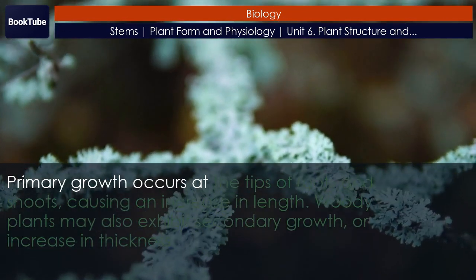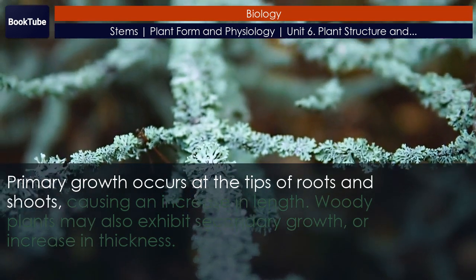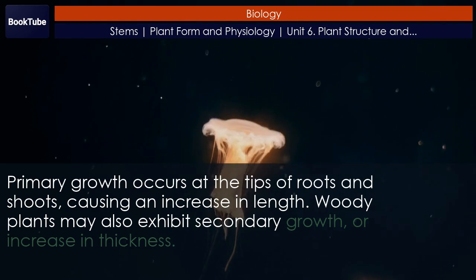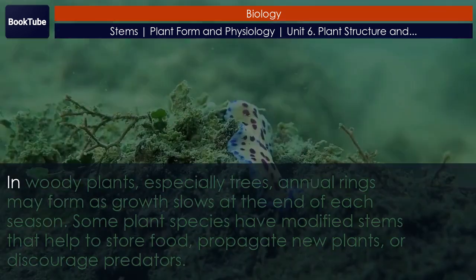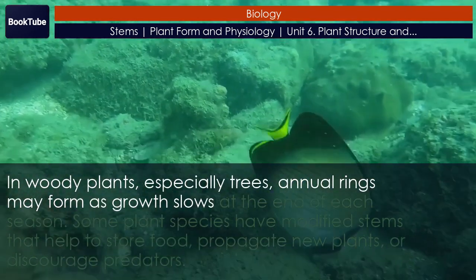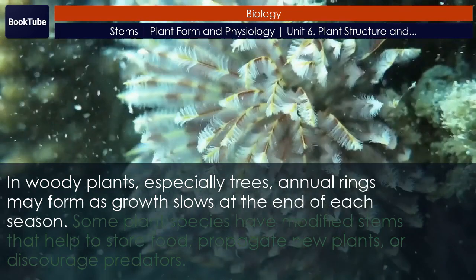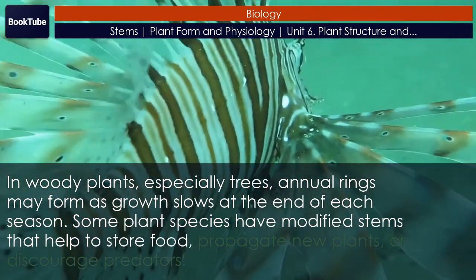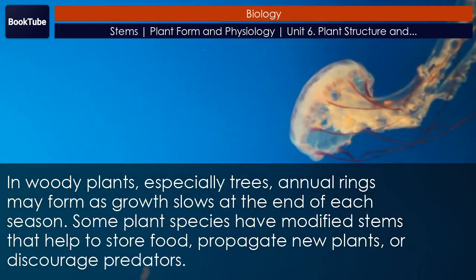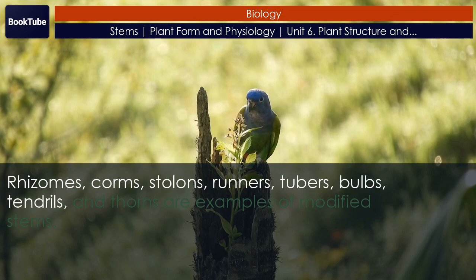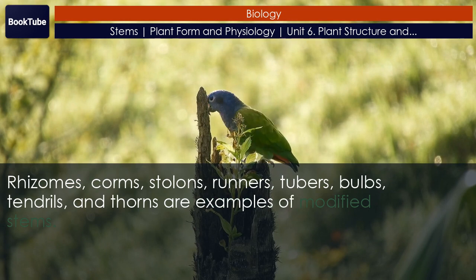Primary growth occurs at the tips of roots and shoots, causing an increase in length. Woody plants may also exhibit secondary growth, or increase in thickness. In woody plants, especially trees, annual rings may form as growth slows at the end of each season. Some plant species have modified stems that help to store food, propagate new plants, or discourage predators. Rhizomes, corms, stolons, runners, tubers, bulbs, tendrils, and thorns are examples of modified stems.